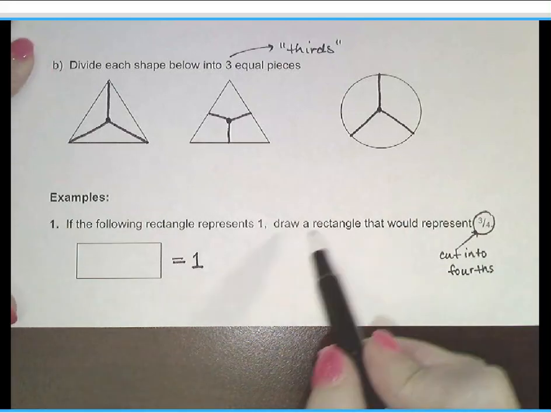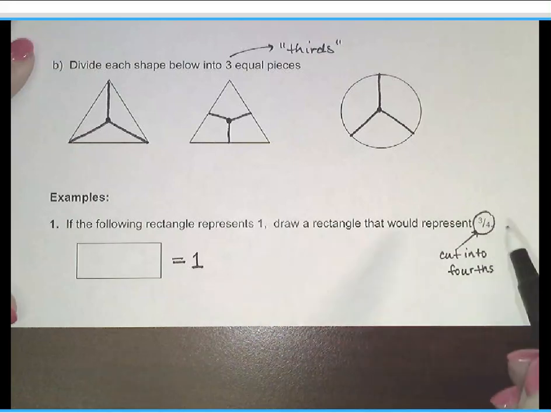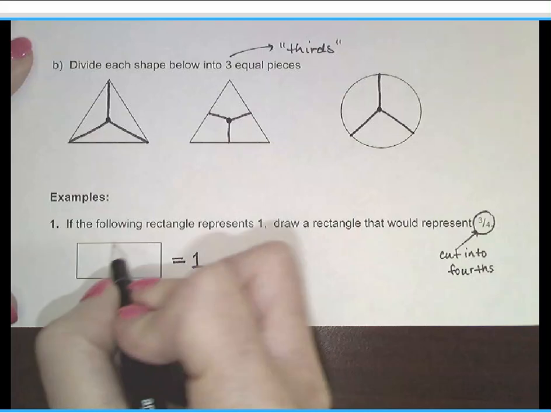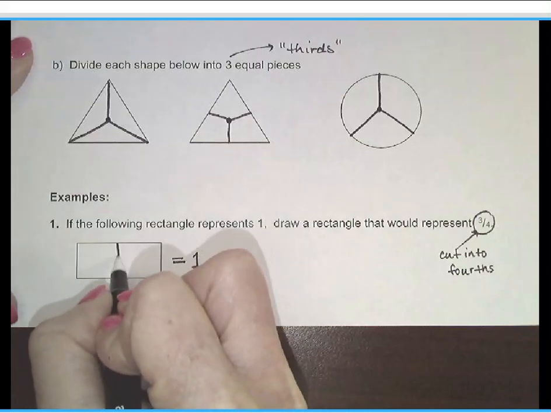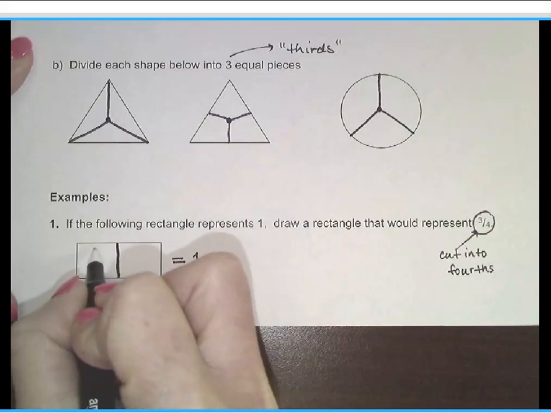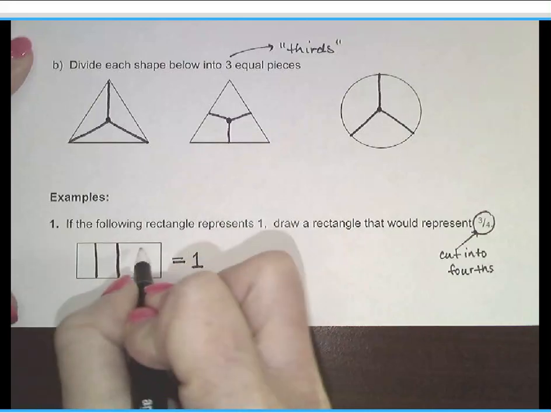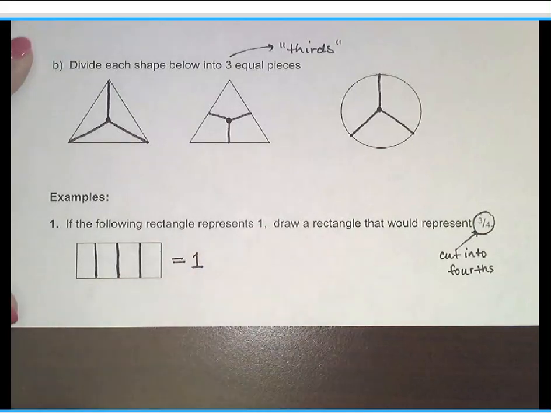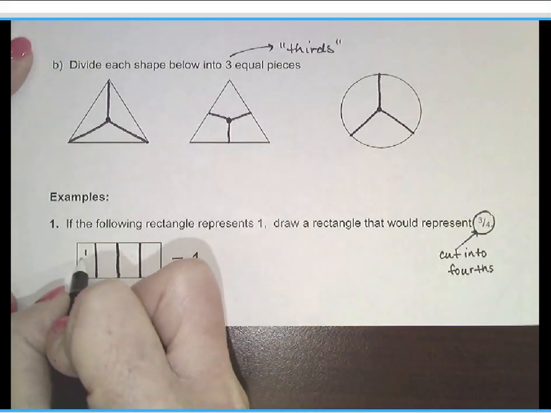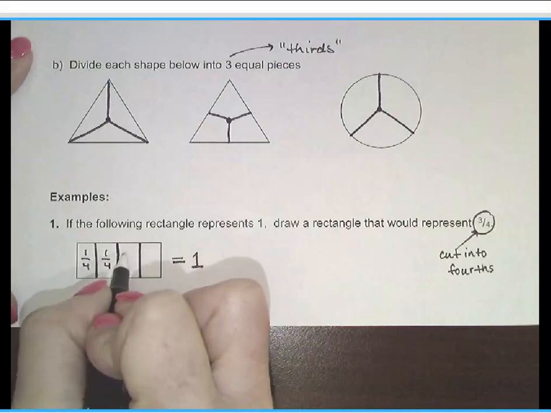And we want to draw a rectangle. We're not going to be shading. We're going to draw a rectangle that represents 3 of those fourths. So I'm going to cut it in half vertically. Again, pretend that was a nice straight line. And then I'm going to cut each of those halves in half, and that would give me fourths. So each one of these would be considered 1/4.